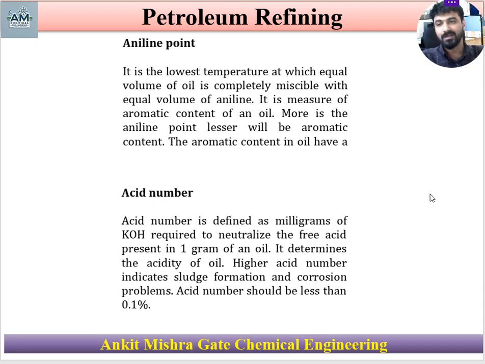So if you reverse this order, that will be the order of the smoke point of these fuels, right? Now coming to the next point, the aniline point. The aniline point is the lowest temperature at which an equal volume of oil is completely miscible with an equal volume of aniline, right? Aniline is a kind of aromatic compound, so this gives you a criterion of how much aromatic content is in the fuel. It is a measure of the aromatic content of an oil, and the higher the aniline point, the lesser the aromatic content of the oil. If aromatic content is less, then you can say the octane number will be low. So if the aniline point is high, the octane number will be low, right? So you can correlate the aniline point with the octane number also.